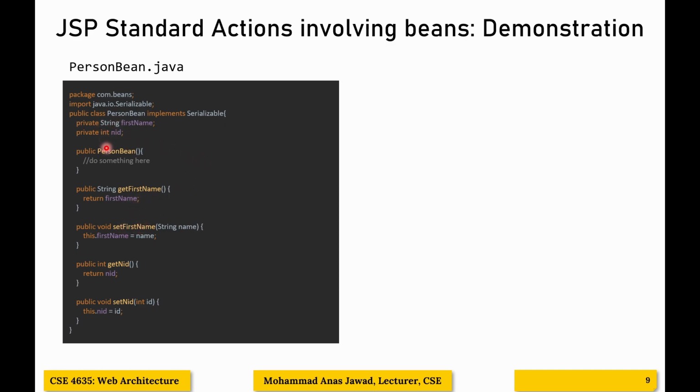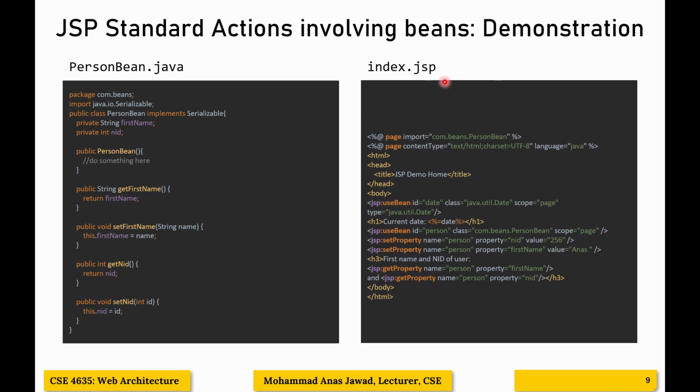private variables. Next, we have our index.jsp page here, where we will be using our JSP standard action tags for working with this PersonBean object. Since we will be working with this PersonBean object, the first line inside our JSP page is the page import line. That is, we're importing the package com.beans.PersonBean, since we will be working with this PersonBean class.